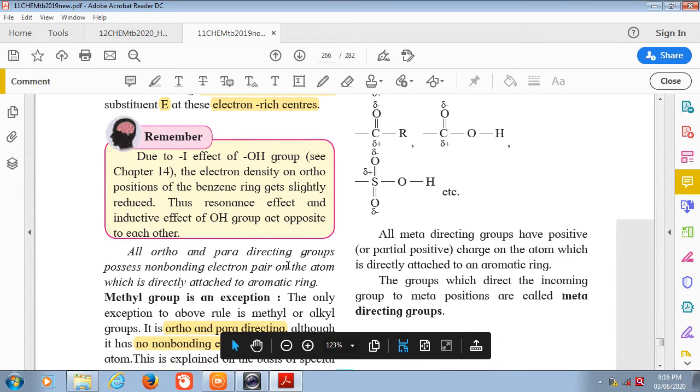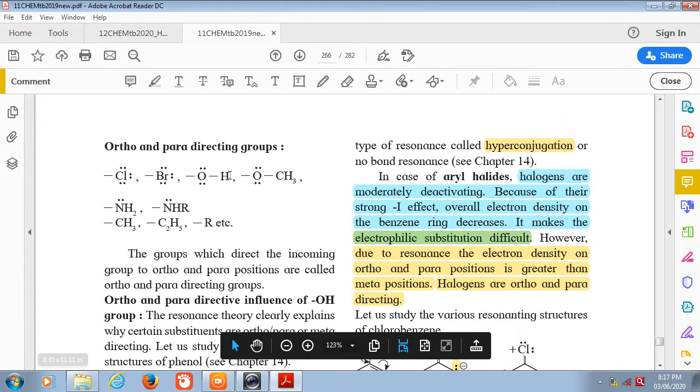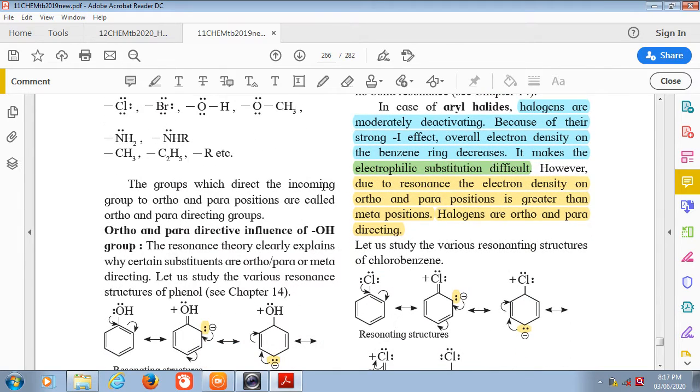So all ortho and para directing groups possess a non-bonding electron pair or lone pair on the atom which is directly attached to the aromatic ring. Okay. So in case of aryl halide, the halogen atoms are moderately deactivating because of their strong minus I or electron withdrawing inductive effect. Overall electron density on that benzene ring decreases due to this minus I effect.